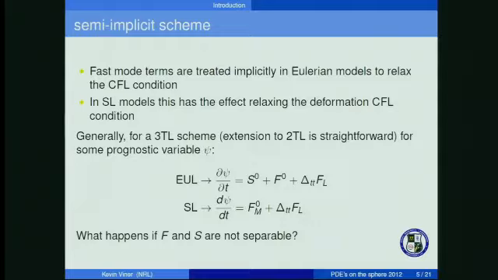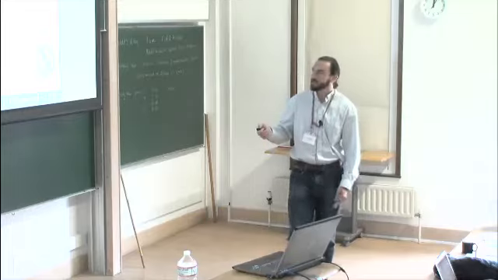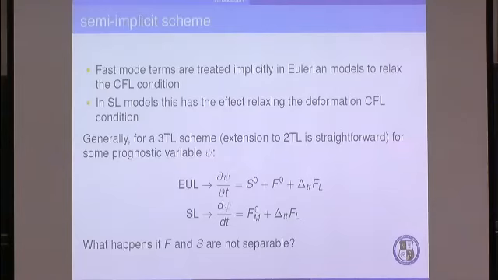So then if we go to semi-Lagrangian, it's pretty simple. We take our slow terms, our advection, and we move it into the left-hand side. It gets absorbed into the trajectory calculation. And we're left with this equation here. So the issue at hand is, what happens if f and s are not separable?